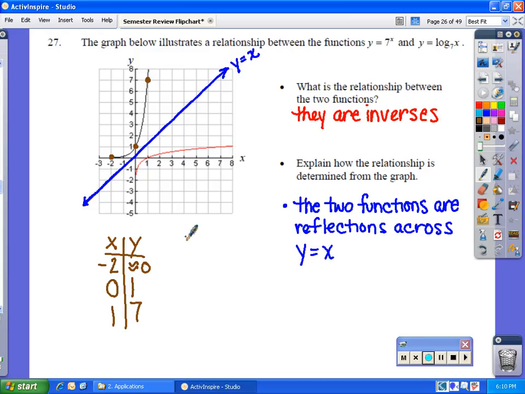Notice if you switch those x and y values, we will get points that appear on the other graph. So at approximately 0, we should be at -2, at 1 we should be at 0, and at 7 we should be at 1. And here are those points on the second graph. And again, we can see that the two graphs are inverses.